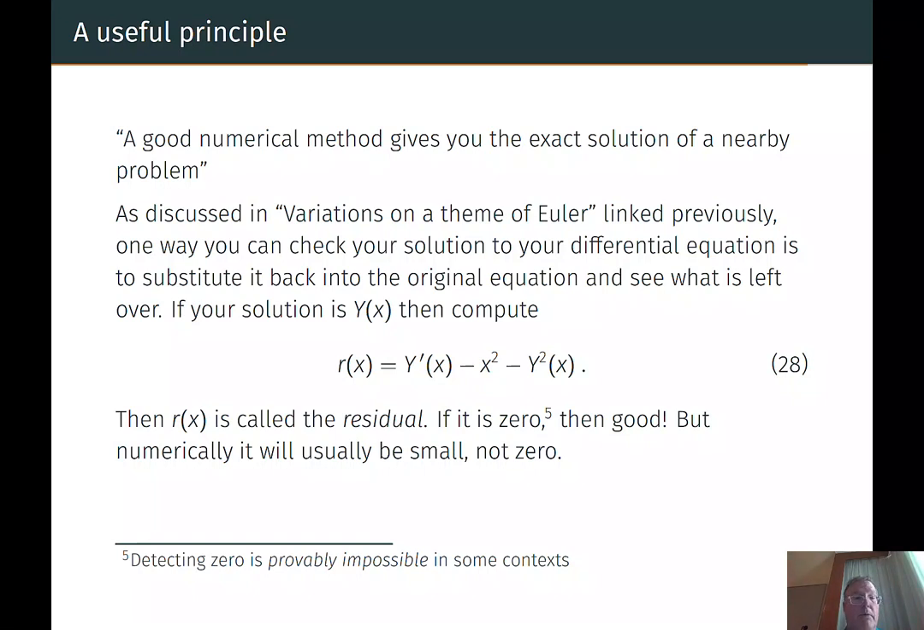So then we compute R of x, which is the derivative of your computed solution, minus x squared minus Y squared. And that means you want to be able to differentiate numerical solutions. So that means you want to interpolate them. There are some things called automatic differentiation, which are a very practical thing to learn about. Anyway, once you've got this, the R of x is called the residual. This is different from the financial residuals. But anyways, the residual is what's left over when you substitute your solution back into the equation.